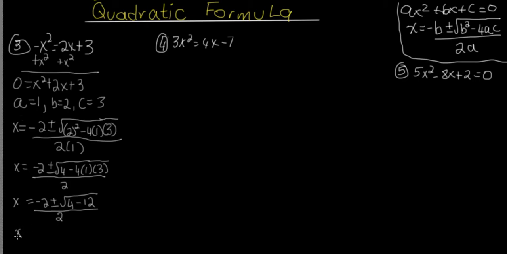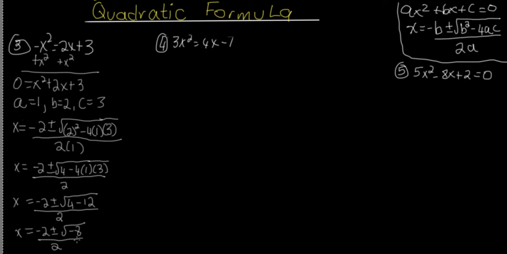So now I have x equals -2 plus or minus the square root of 4 minus 12, which is -8, over 2. Now, the square root of a negative number is not real. So this is where you would stop.